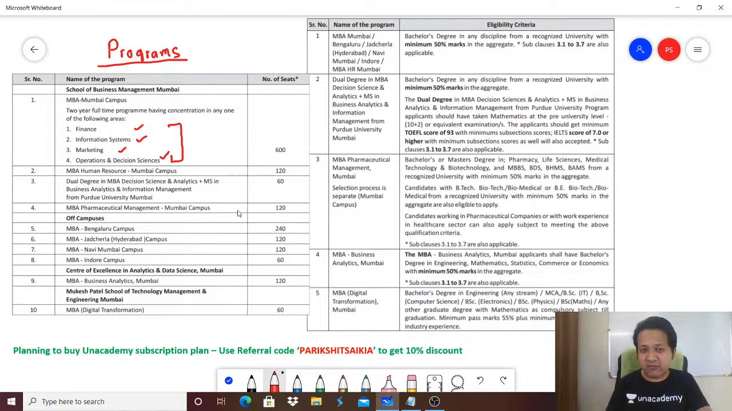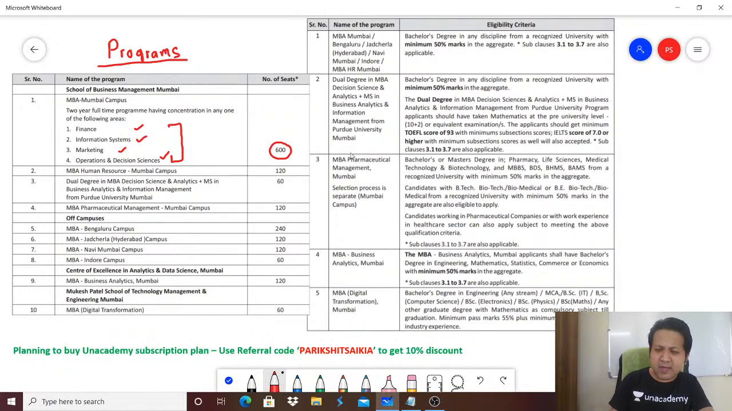How many seats are available in the Mumbai campus? A total of 600 seats are available. People who score the highest in the NMAT examination will generally opt for this particular specialization. It also means the cutoff for the MBA Mumbai campus in finance, information systems, marketing and operations will be the highest among all specializations.